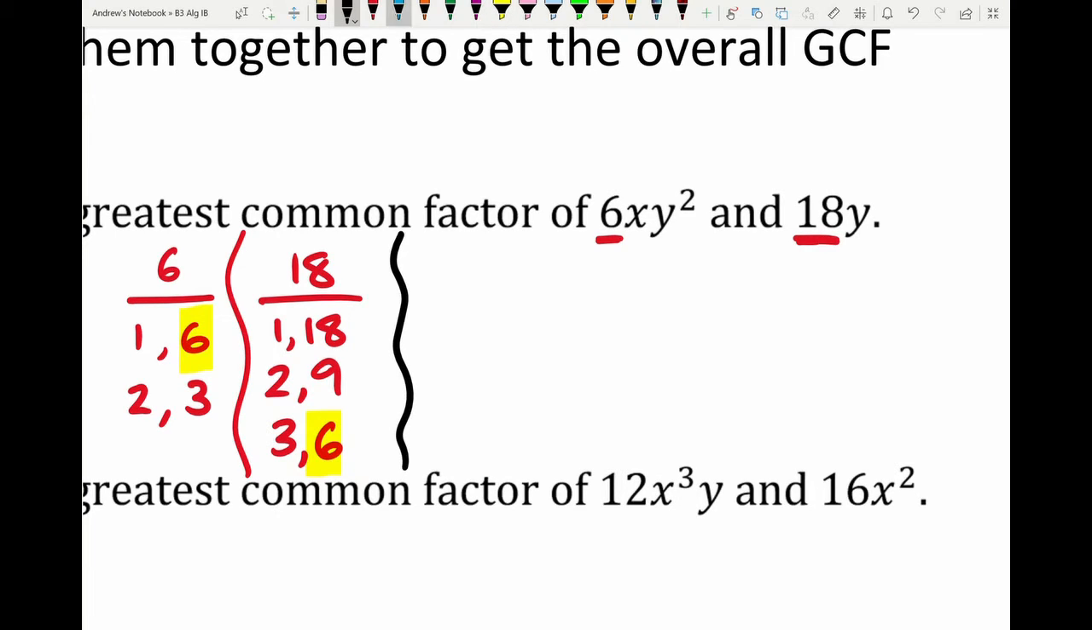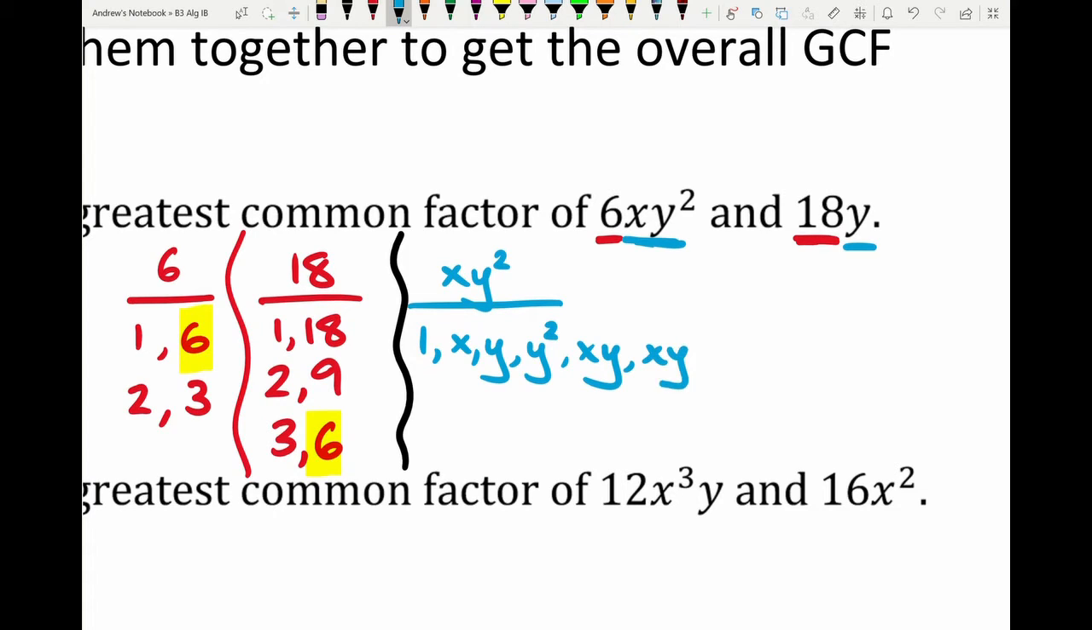Right? Then we got to worry about the variables. We got xy squared, and then this one over there just has a y. So sometimes this can get a little bit tricky with the variables, right? Let's kind of talk it out the way that we did the earlier ones up there. So we've got xy squared, right? And there's a lot of different things we could take out of this. I could take out 1. I could take out just the x. I could take out just a y. I could take out both y's. I could take out an x and one of the y's. I could take out the x and both y's, right? Lots of different things that I could take from there.